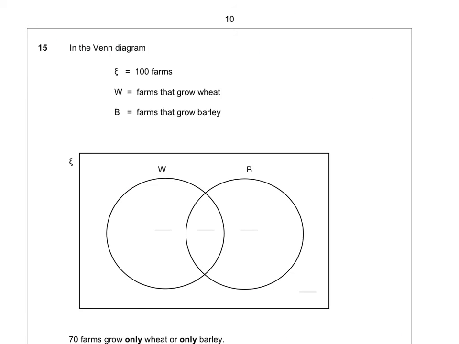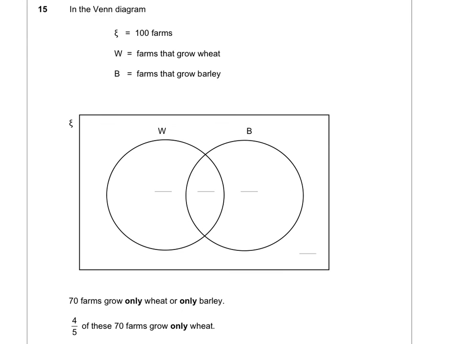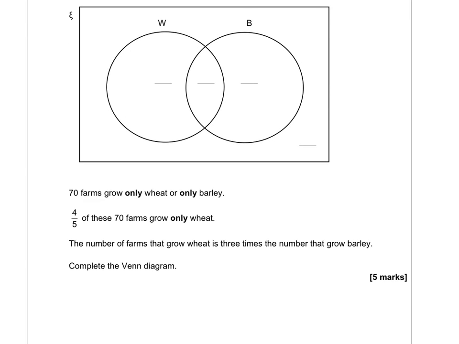Question 15. In the Venn diagram, we know that the total number of farms is equal to 100. W represents farms that grow wheat, and B represents farms that grow barley. We know that 70 farms grow only wheat or only barley. 4/5 of these 70 farms grow only wheat.